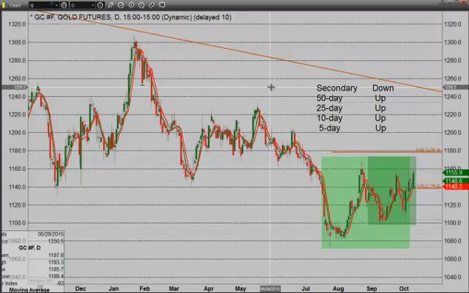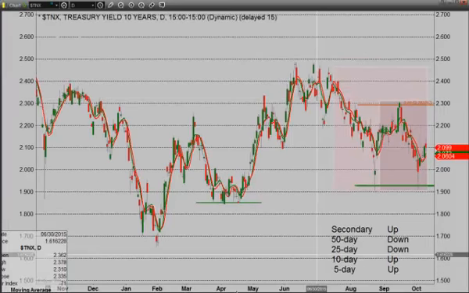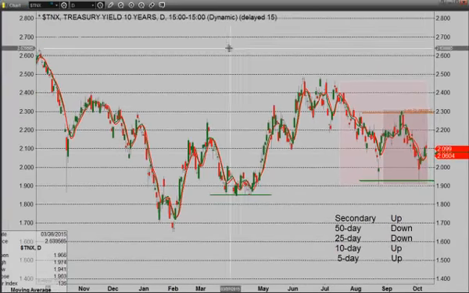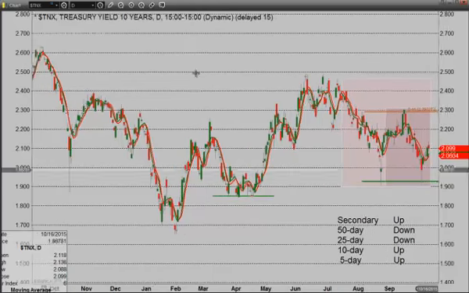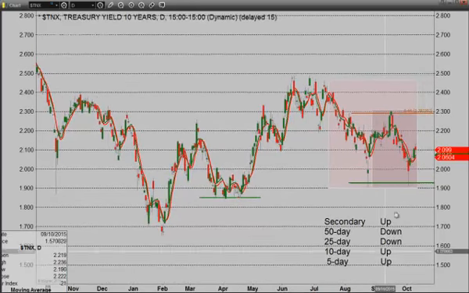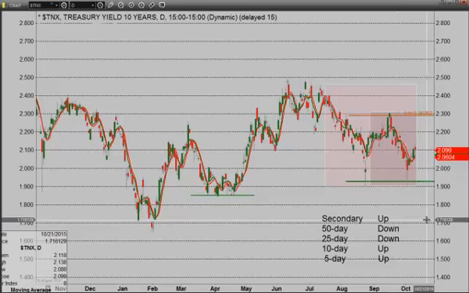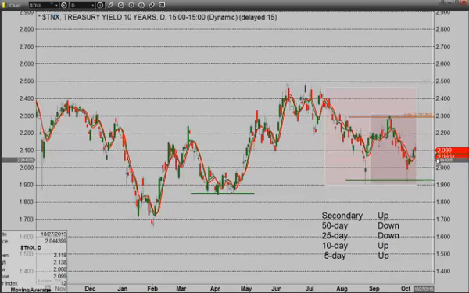Next market we'll take a look at will be the 10-year interest rates in the United States. And there that secondary pattern held. There's our secondary level, 1.9, held up, and you actually shifted the 5 and 10 day higher. Interesting that market turned the 5 and 10 higher short term. Generally that would be dollar supportive.